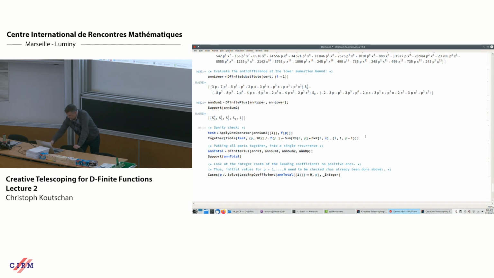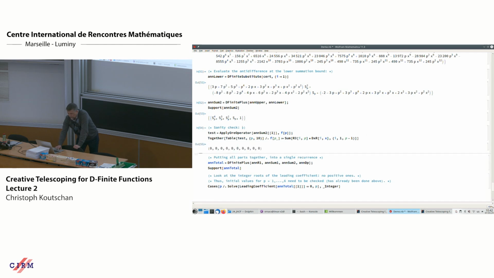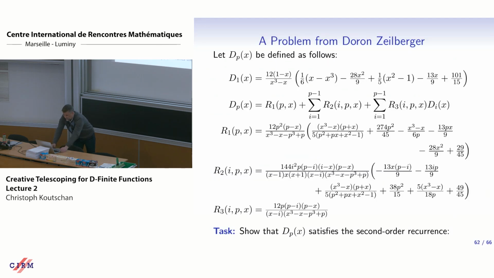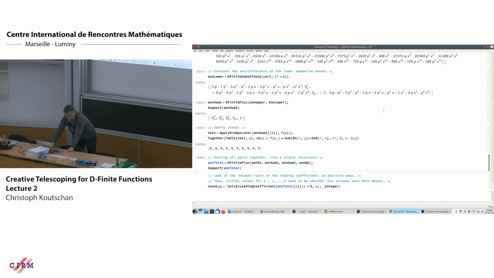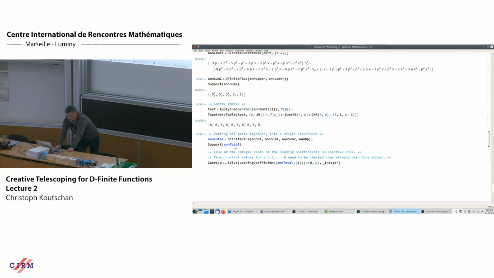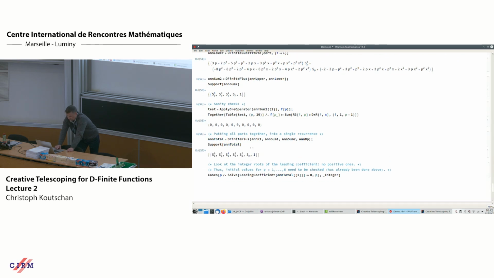And okay, if you don't believe, you can check. You apply this recurrence to f, you replace f by the sum. For the first few values, you get indeed 0. So we have computed, now we have in this relation, for each part, we have an annihilator. We just have to put them together with the plus closure property, and we get something of order 6.